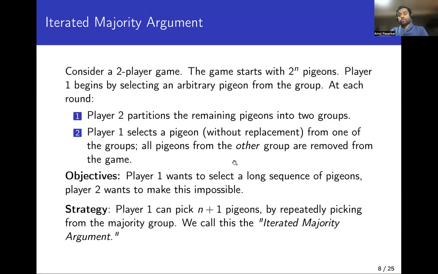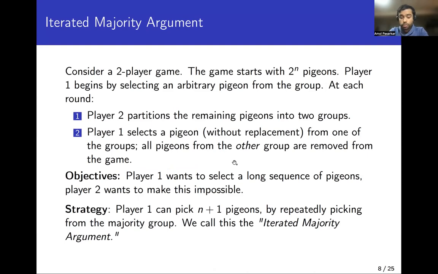So without further ado, we're going to start by discussing problems involving an iterated pigeonhole principle argument. We're going to start by introducing this game that we'll refer to throughout this talk. This is a really interesting 2-player game. In this game, we're going to start with 2^n pigeons, and player 1 is going to start by picking a single pigeon. This choice can be arbitrary, and it's going to leave 2^n minus 1 pigeons left in the game.